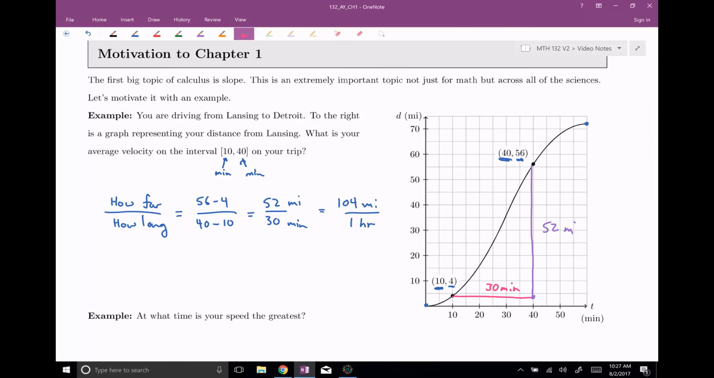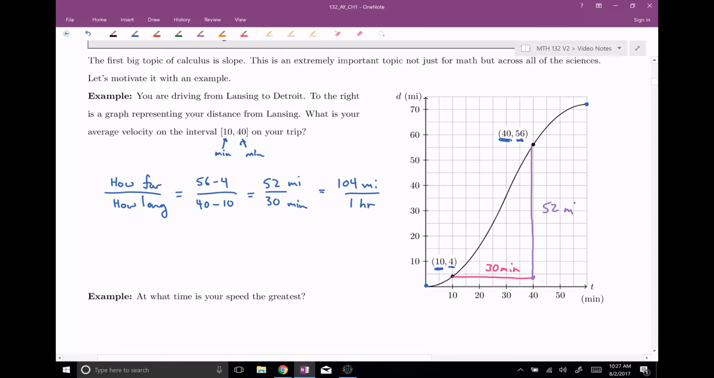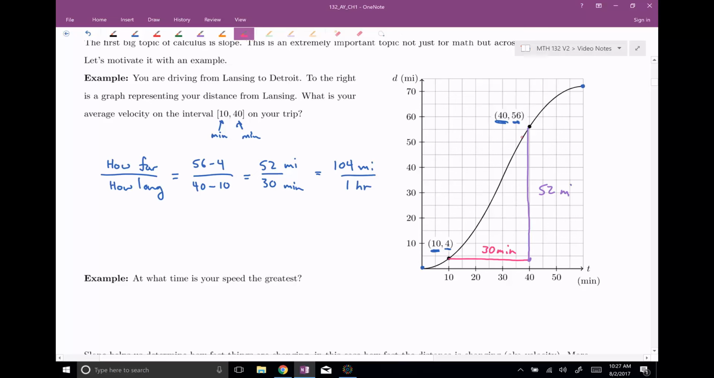Now, I'd like to ask a follow-up question that's related to this and pushes us in the direction that we're going to be going for a lot of calculus. And the question is, at what time is your speed the greatest? Because you can see that this isn't just a straight line between these 2 points. We have some curvature going on here. And so the question is, at what time is your speed the greatest?